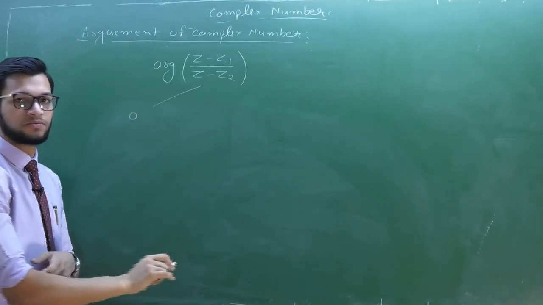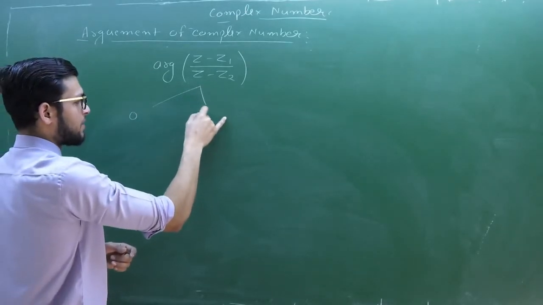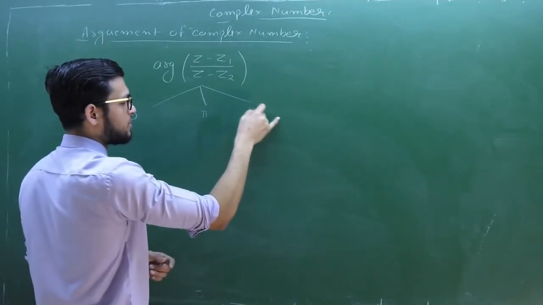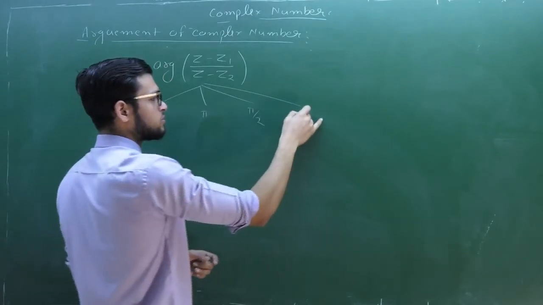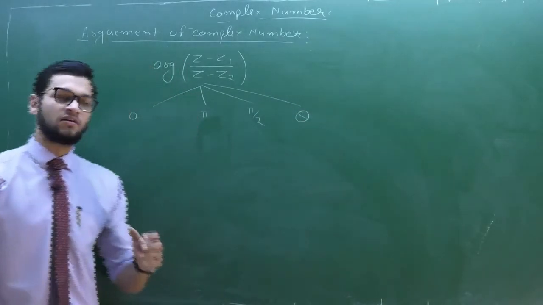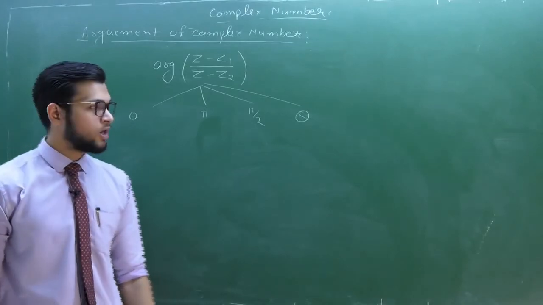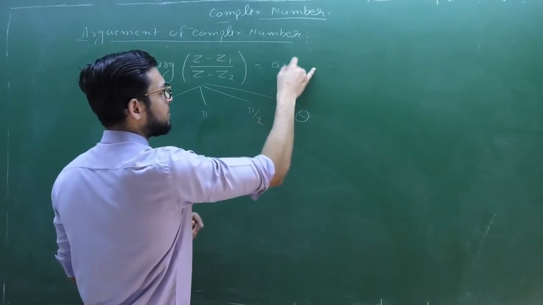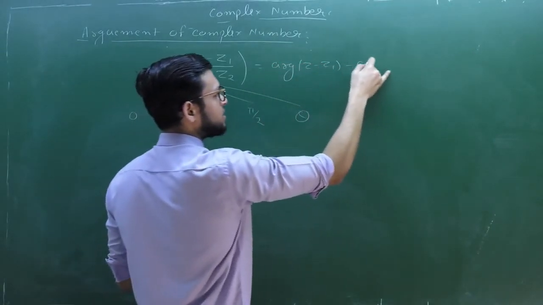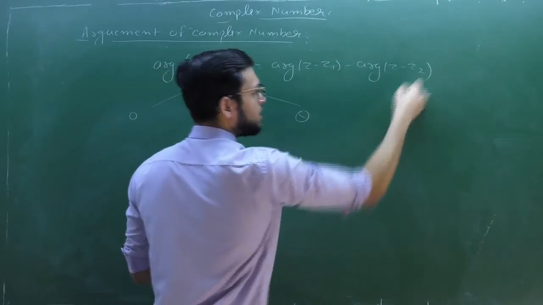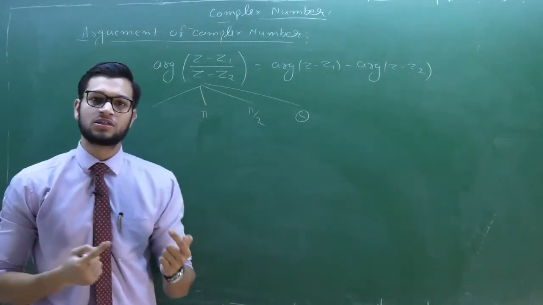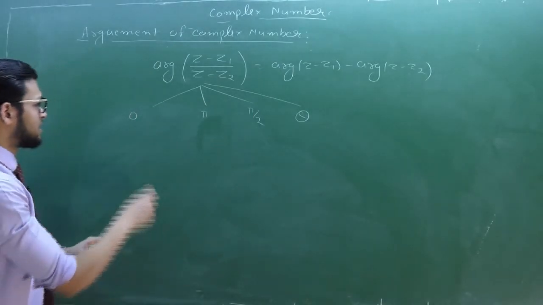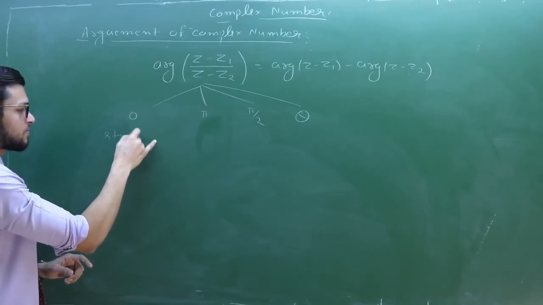It may be equal to 0, it may be equal to pi by 2, it may be equal to pi, or it may be equal to any other angle. So if this term is equal to 0, then we can also write it as argument of (z minus z1) minus argument of (z minus z2). It means the angle between these two terms is equal to 0. Is it only possible if this is a straight line? Yes, this is possible only if it is a straight line.